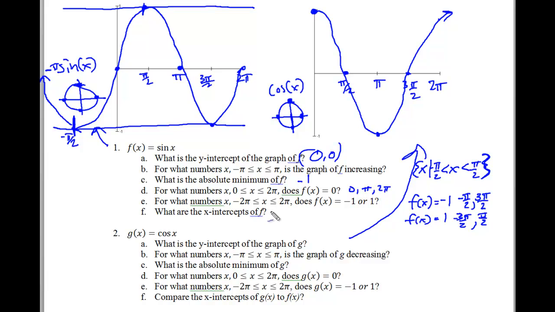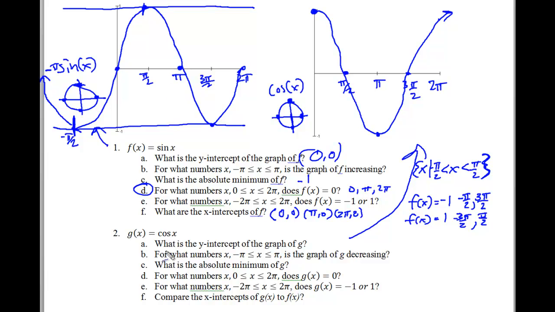What are the x-intercepts of f? Actually, we kind of answered that right here in part D. The x-intercepts of f are at 0, 0, pi, 0, and 2 pi, 0 in this problem right here, or basically every k pi where k is an integer.